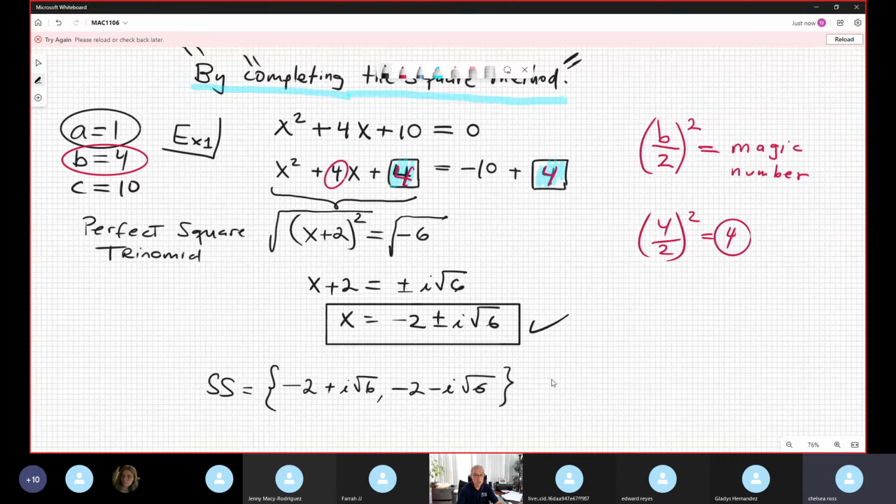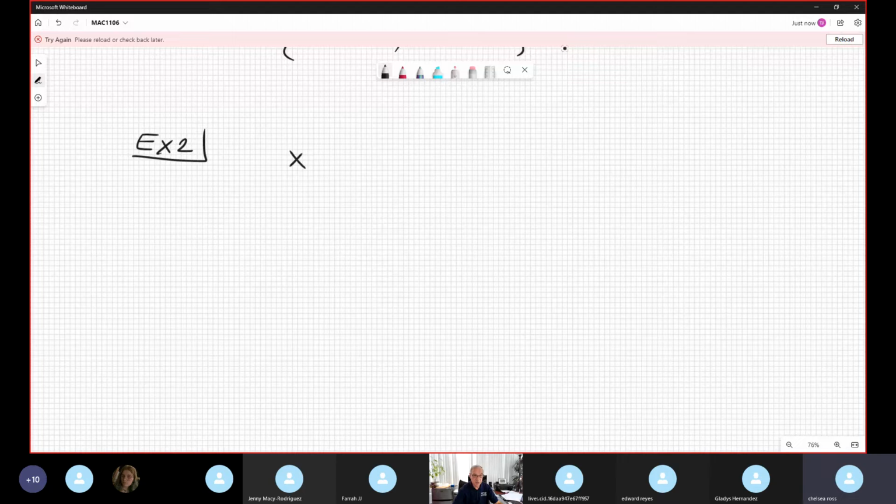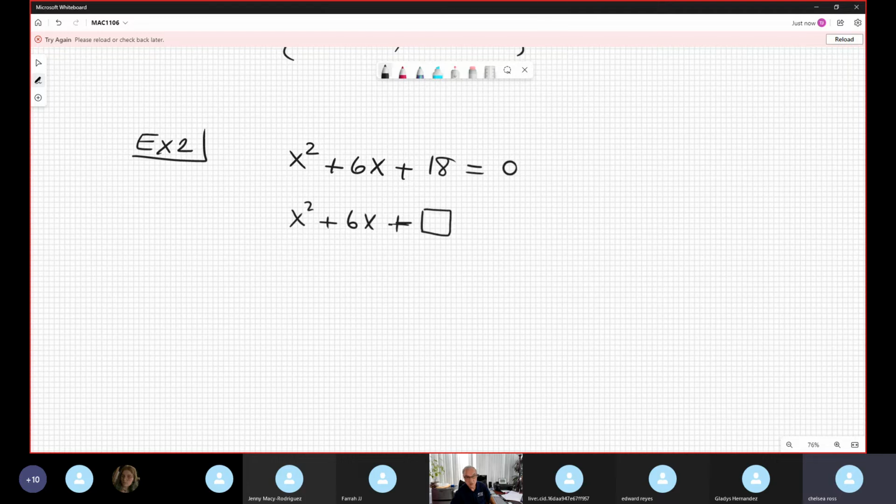Okay, pay attention. I want to complicate this a little. Example 2, no big deal. Suppose x squared plus 6x plus 18 equals 0. The question says solve this quadratic equation, mandatory if you want full credit, by completing the square. What is the organization? You bring down x squared plus 6x plus something I don't know. Always a plus, no minus, always a plus. Equal minus 18 plus the same box.